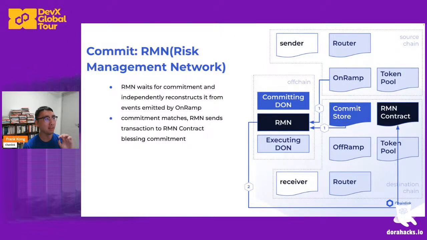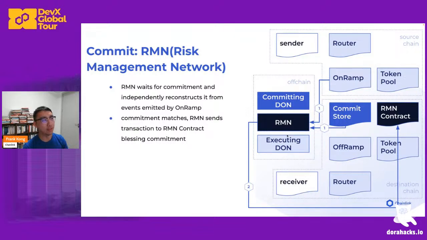It is called RMN, the Risk Management Network. The risk management network will check the cryptographic proof on the commit store and the transactions saved on the on-ramp to see if that can be proved. So if the verification is good and the transaction is legal, the RMN will call the functions in the RMN smart contract to say this transaction is good and it can be executed on the destination chain. And we call this process the bless. That means the transaction is blessed by the RMN, or you can say that the transaction is certified by the RMN.